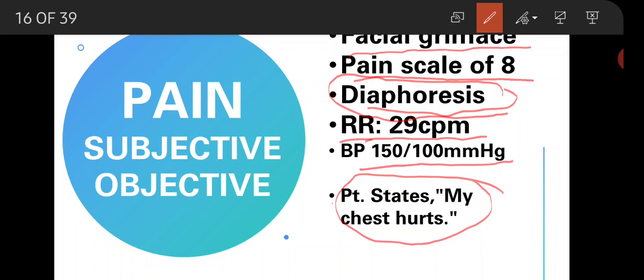Now, here's what we need to do. Let's start with the facial grimace. Where will you put the facial grimace? Would it be subjective or objective?